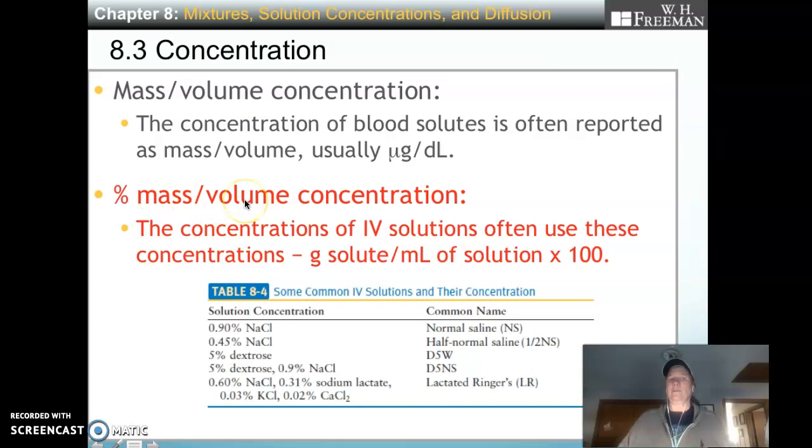Mass divided by volume concentration. When they're doing an IV solution, they use these concentrations. They take the grams of the solute divided by the milliliters of solution, and then to change it to percent, they multiply by 100. So again, this is a common thing to use in medicine.